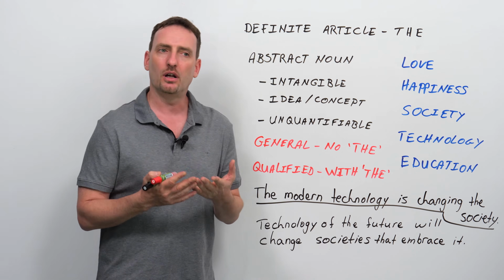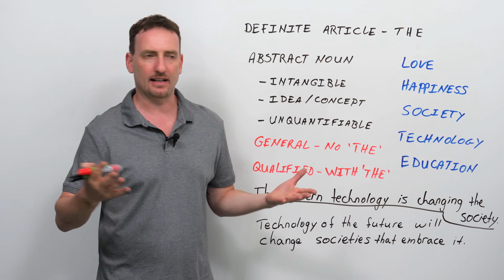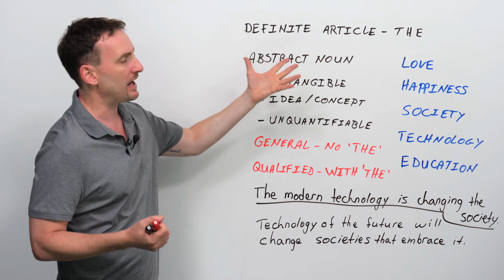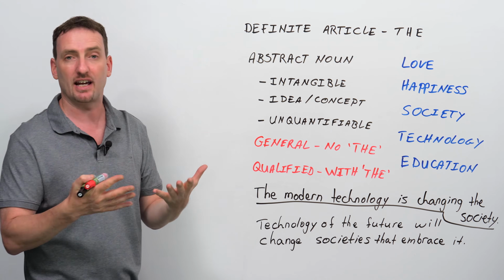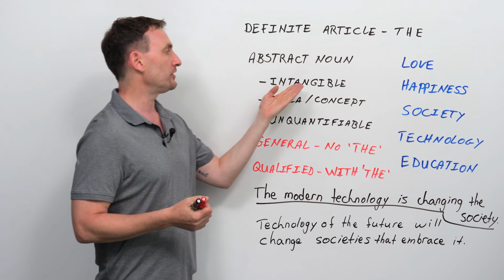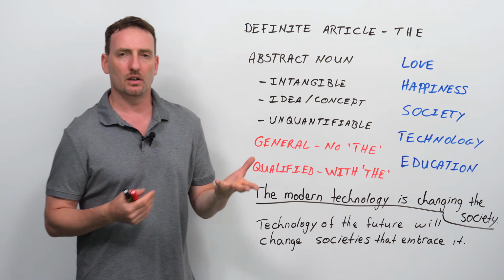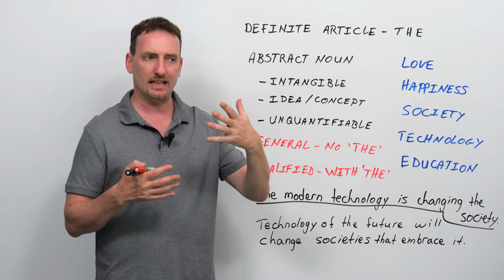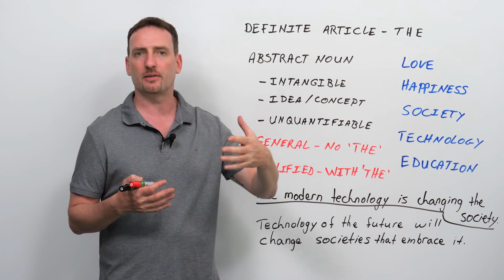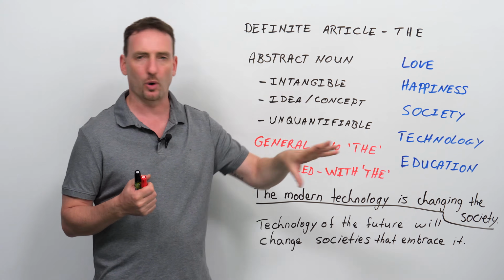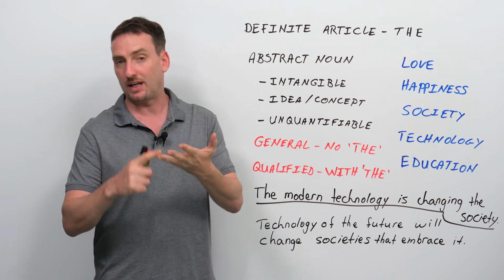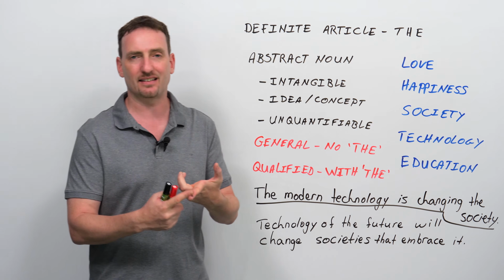Now, first of all, what does this mean? What is an abstract noun? So an abstract noun has a few different features, okay? Different ways to recognize that it is abstract. First of all, it is intangible. What does this mean? It means that it cannot be sensed. You can't use the five senses to notice this thing. You can't touch it, you can't see it, you can't smell it, you can't taste it.